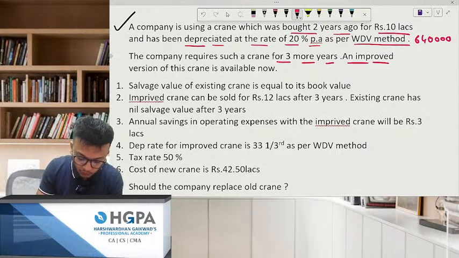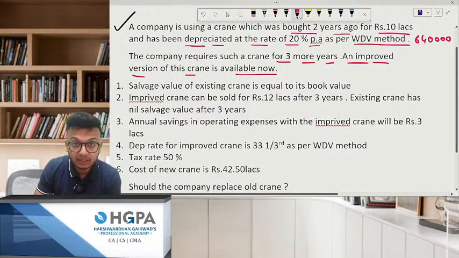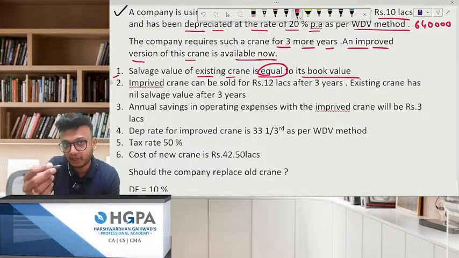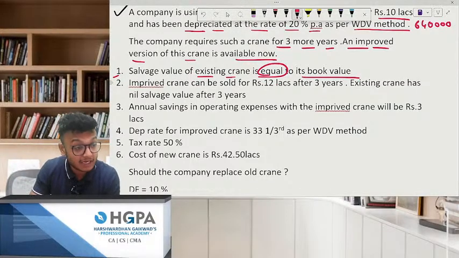Now, an improved version of this crane is available. This means a new crane is also available. The salvage value of existing crane is equal to its book value, which you have already calculated, that is 6,40,000. That is the scrap value as of today. So if I go and sell the existing crane in the market, I will get 6,40,000.